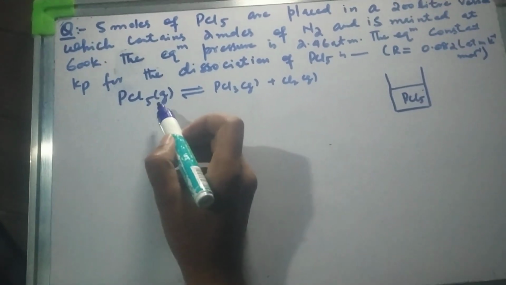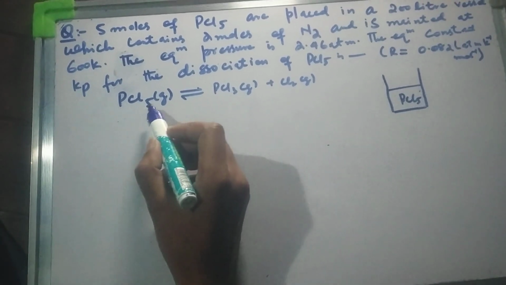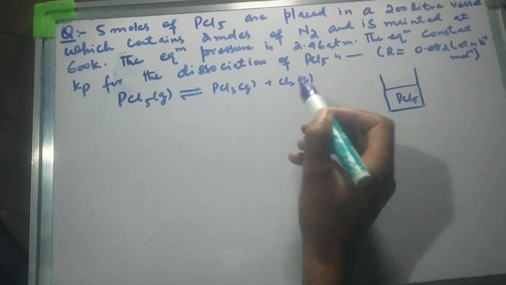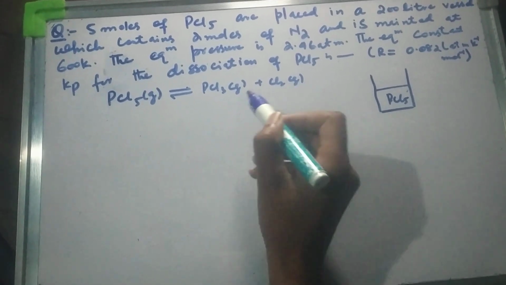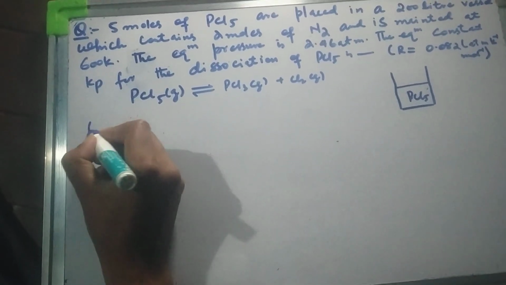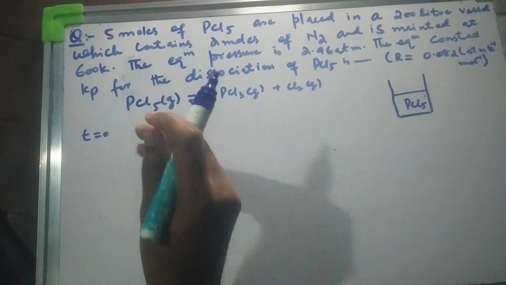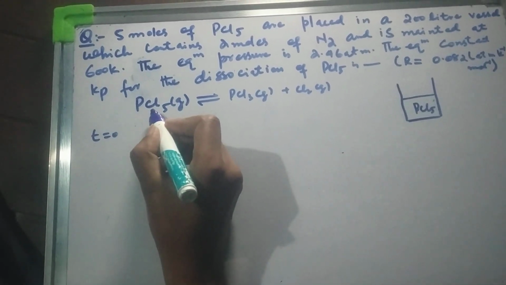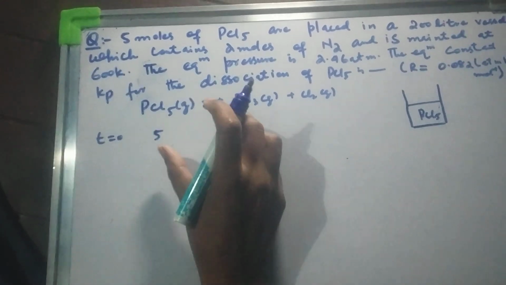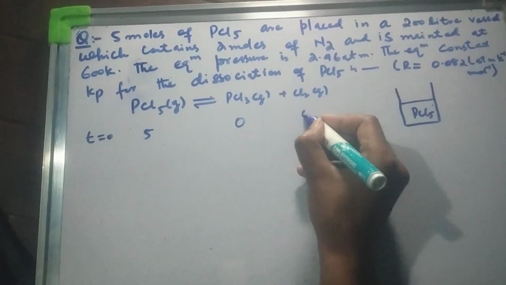Now this is the reaction that is given in the question: PCl5 gas breaks into PCl3 gas plus Cl2 gas. At T equals 0, the mole of PCl5 is 5. There is no dissociation yet, so the moles of PCl3 and Cl2 are both 0.